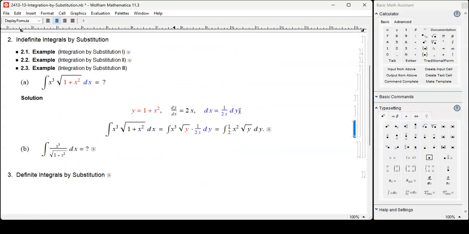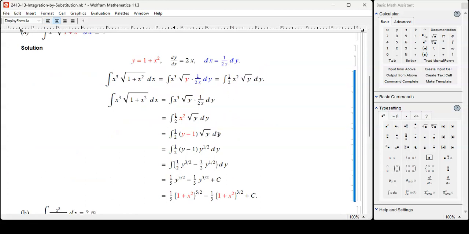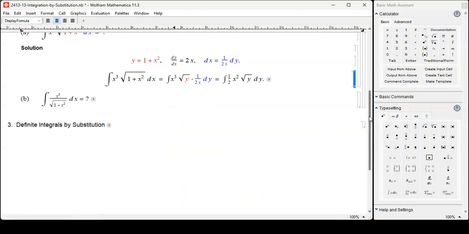So here's the answer key I prepared in my notebook. Same as before, and then same substitution. And then the key is x squared. And then x squared is, as a matter of fact, the same as y minus 1. And then break up parentheses, antiderivative term by term, the final answer, exactly the same as what we just did.